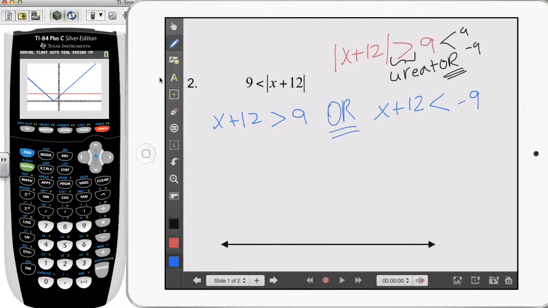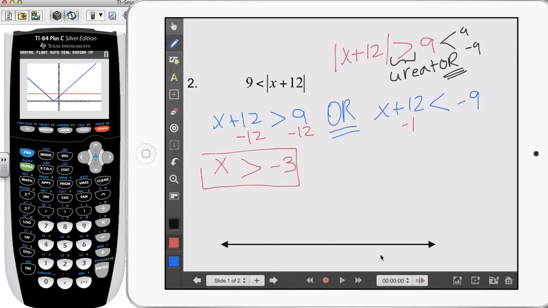So when you have a greater, think of two different relations. You solve each one separately, and you'll see that it's going to give you two different lines on your number line going in different directions. So that's why it's an or solution. It means x can be either here or here. We'll see what I mean in a minute. So let's try to solve this one by subtracting 12 from both sides. So x is going to be greater than negative 3.